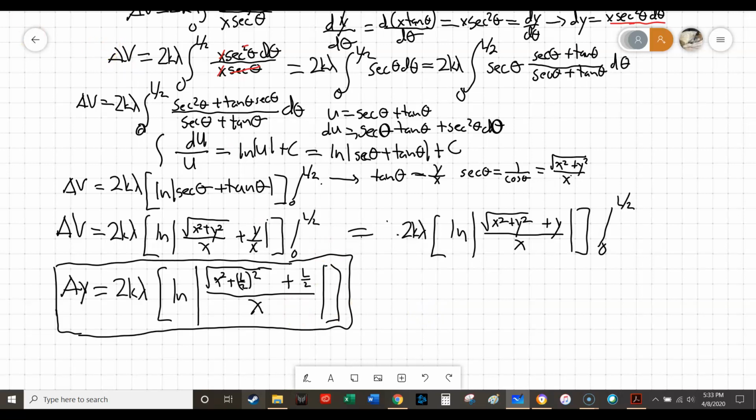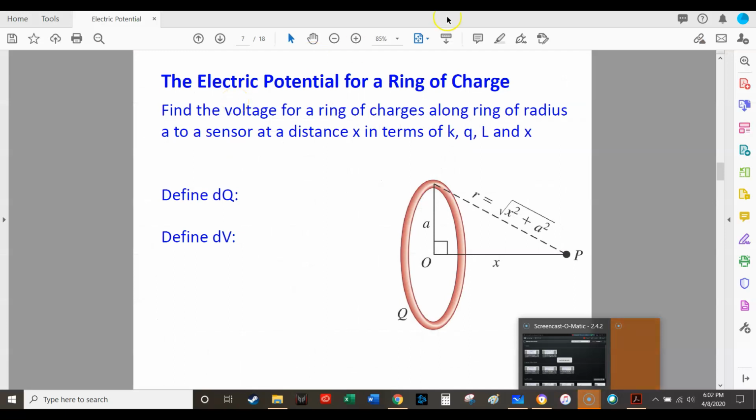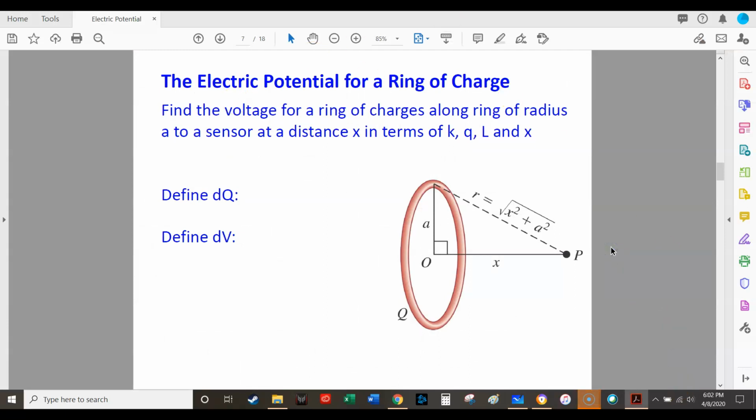Okay. So now we're going to move on to electric potential for a ring. So now we have a continuous line of charge around a ring. Okay?